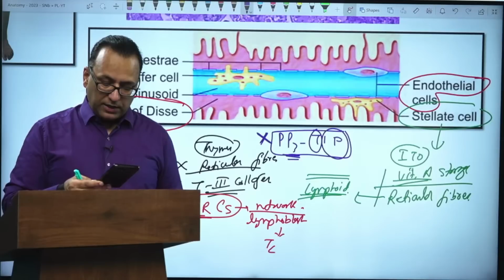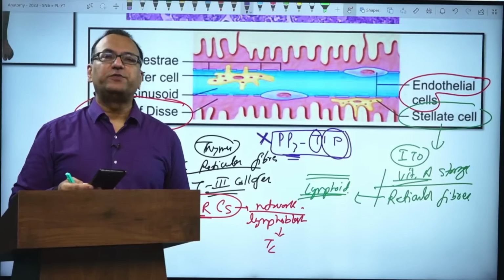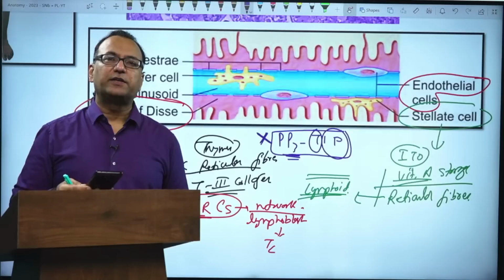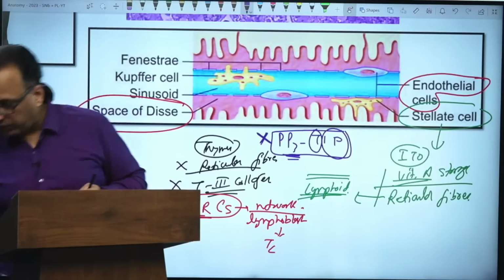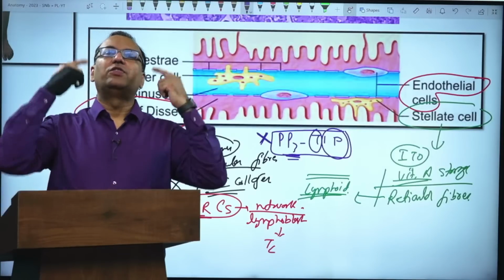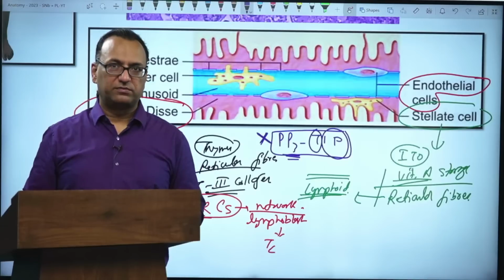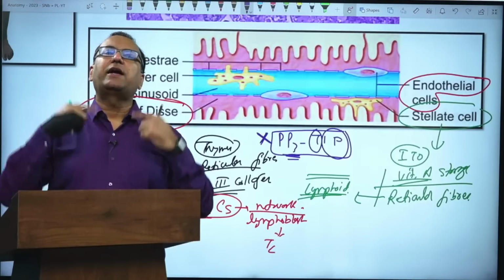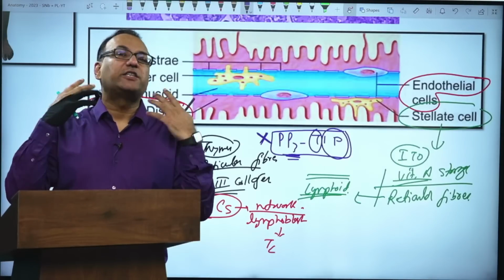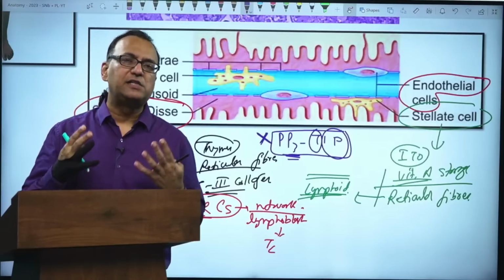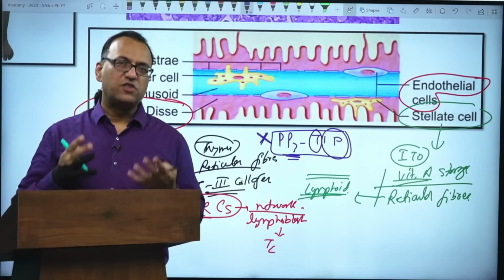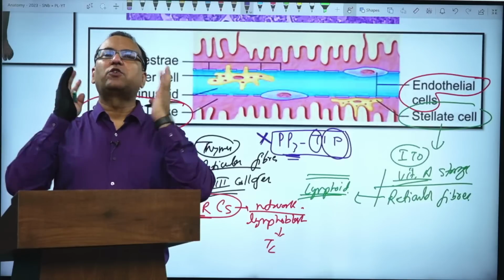So, mesoderm. Which mesoderm? Primary mesoderm or secondary mesoderm? You have to remember, this question has already come: thymus connective tissue is derived from. Your answer is mesoderm, but it is secondary mesoderm from neural crest cells.